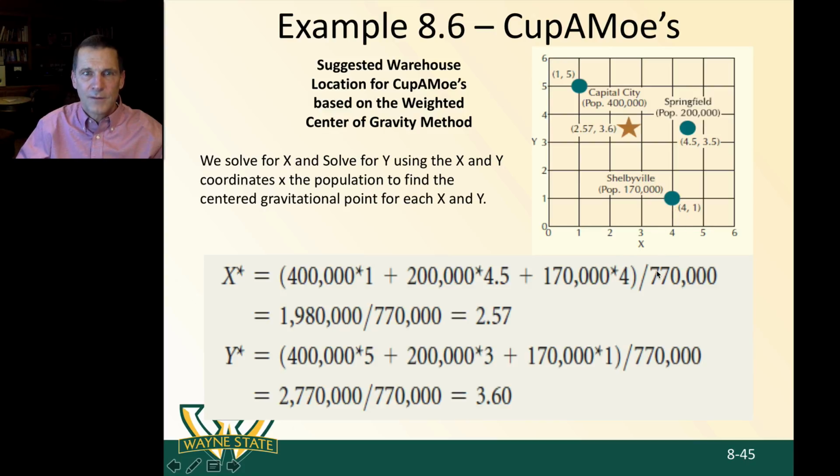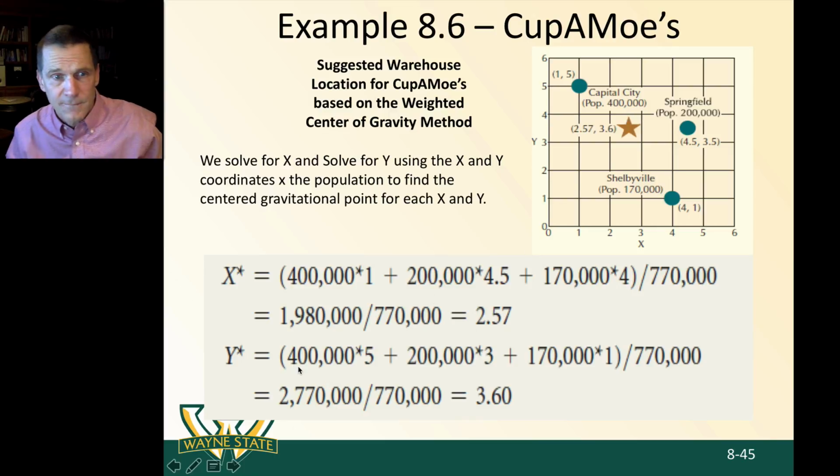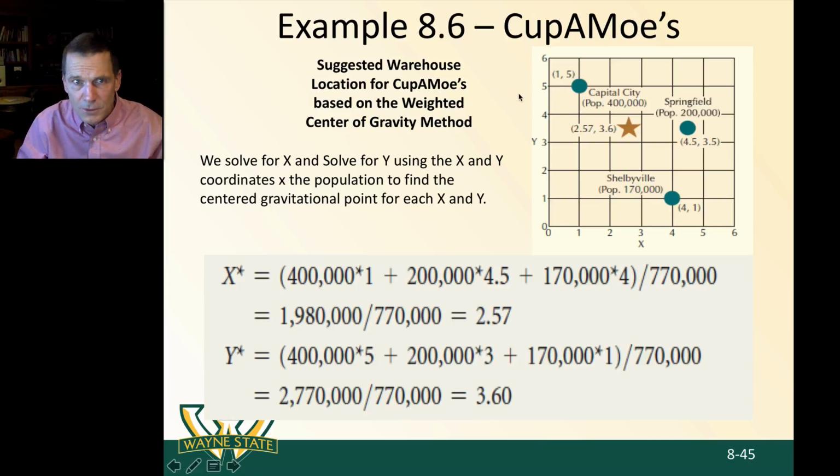So we multiplied those out, added them together, 1,980,000 divided by the raw total of the 3 populations, 770, gives 2.57. We would do the same thing for the y. We'll just be looking across at the y coordinates. So we have 400,000 for Capital City times 5. The y factor is 5 for Capital City. The 200,000 times a 3. Right? Looks more like a 3.5.